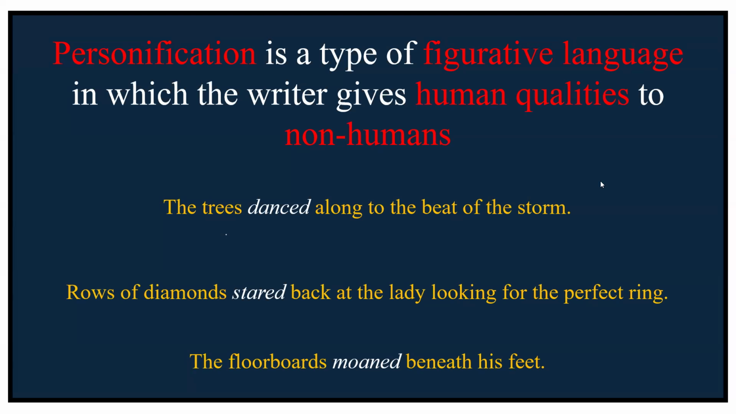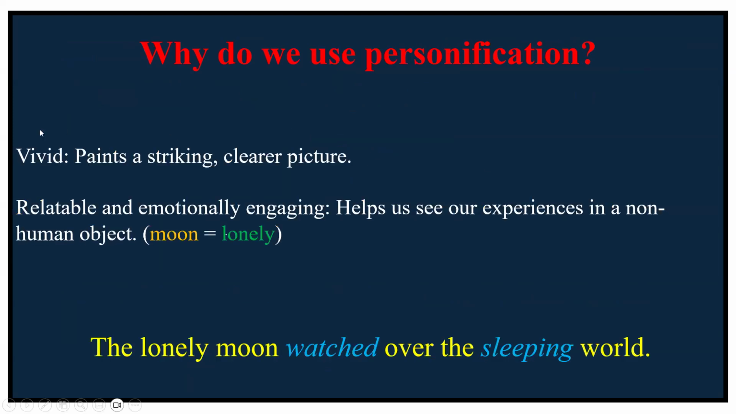Alright, so yeah, we make things that are not human behave like humans, okay? But why do we do it? What's the point? Well, there are two reasons. I suppose there are probably more than two reasons, but these are the main reasons, right? Firstly, vivid. Does anyone know what vivid means?